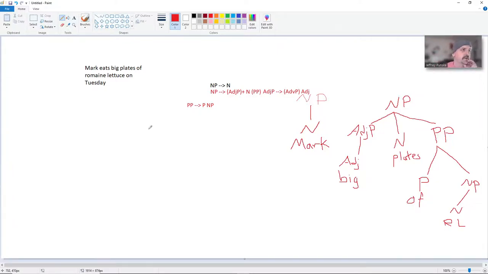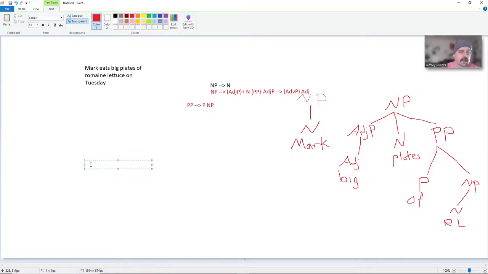Let's move on to the verb phrase. Now, our verb phrase rule is going to be very complicated, and we'll see this next time. So we have eats big plates of romaine lettuce. Let's again look at what elements. I'm going to change color just so this is a little bit clearer. So we know that the verb phrase has to contain a verb. It contains the verb eats.